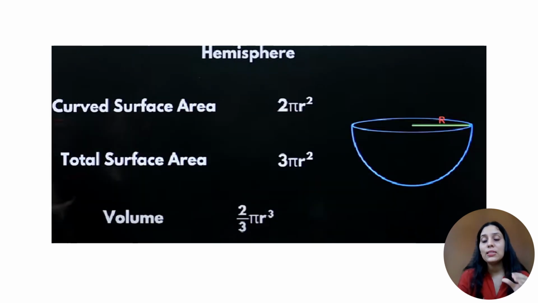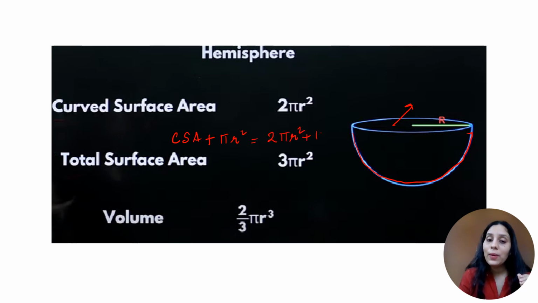Next up is hemisphere. The name itself tells hemisphere, half of the sphere. So this is half of the sphere. This is the radius of hemisphere. CSA is 2 pi r square. This curved surface area is 2 pi r square. Now coming to total surface area. Total surface area is what? Curved surface area plus top. Now top is circular shape, which is pi r square. So CSA is 2 pi r square plus pi r square gives me 3 pi r square.